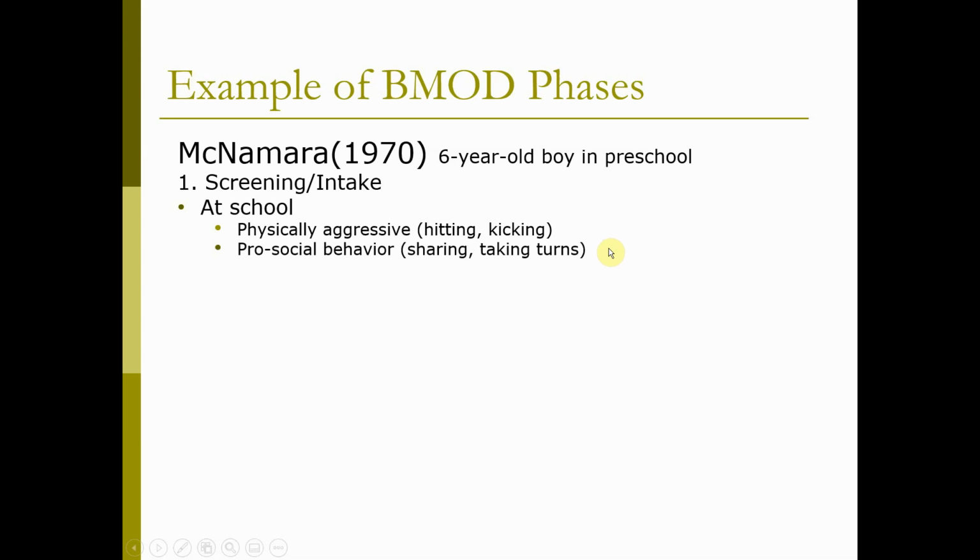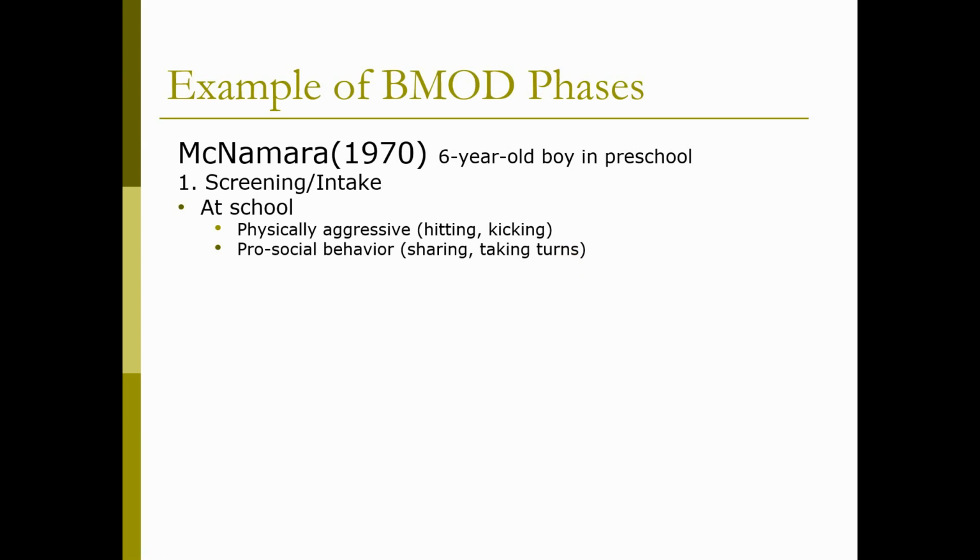Additionally, this 6-year-old was also engaging in pro-social behavior, in sharing and in turn-taking, and this was identified as a behavior, but this was happening at very low levels. So this was a deficit. So during the screening intake, they determined that they wanted to decrease the physically aggressive behavior. This was an excess, and they wanted to increase the pro-social behavior.